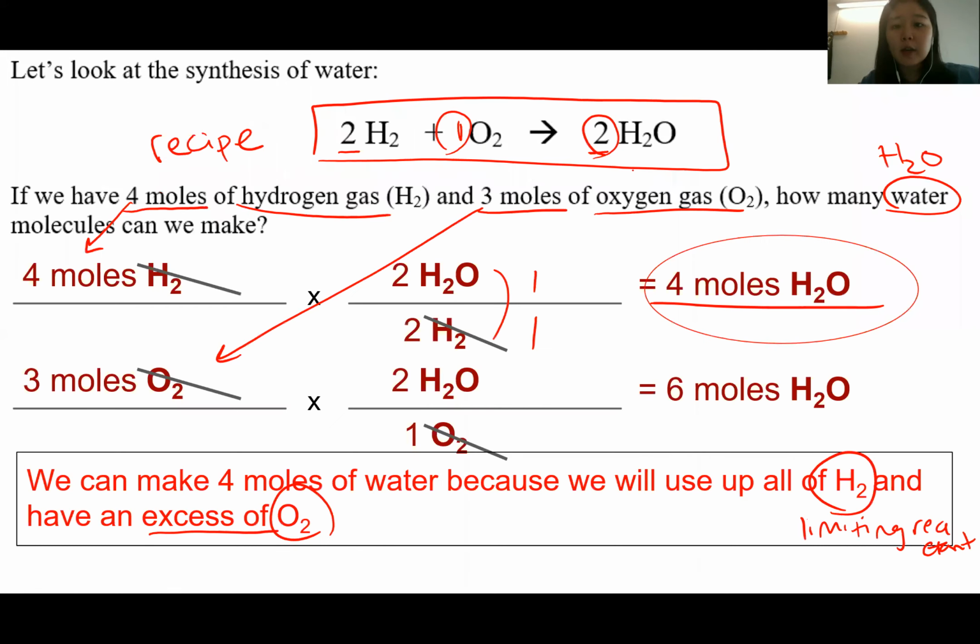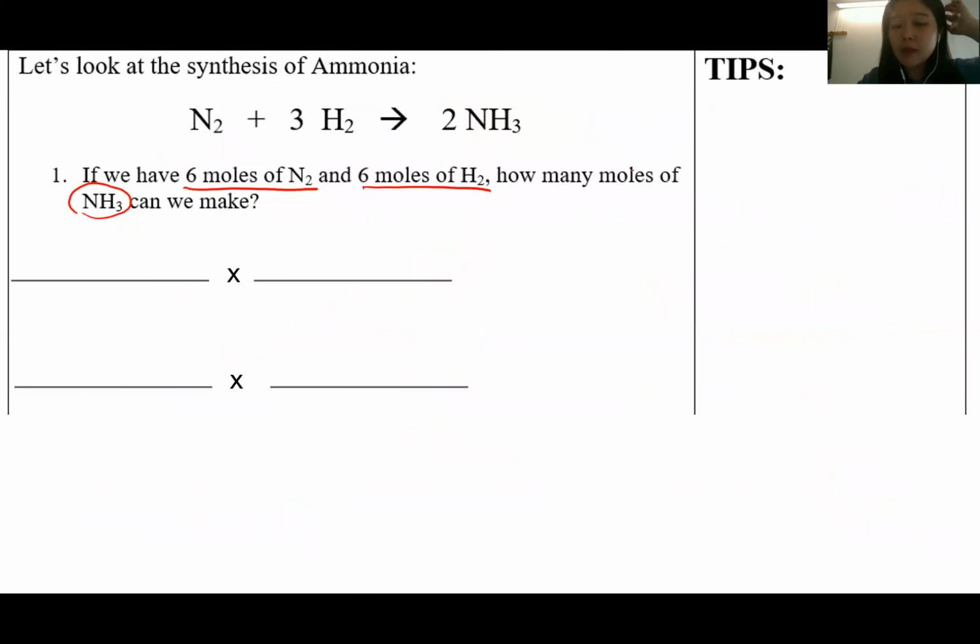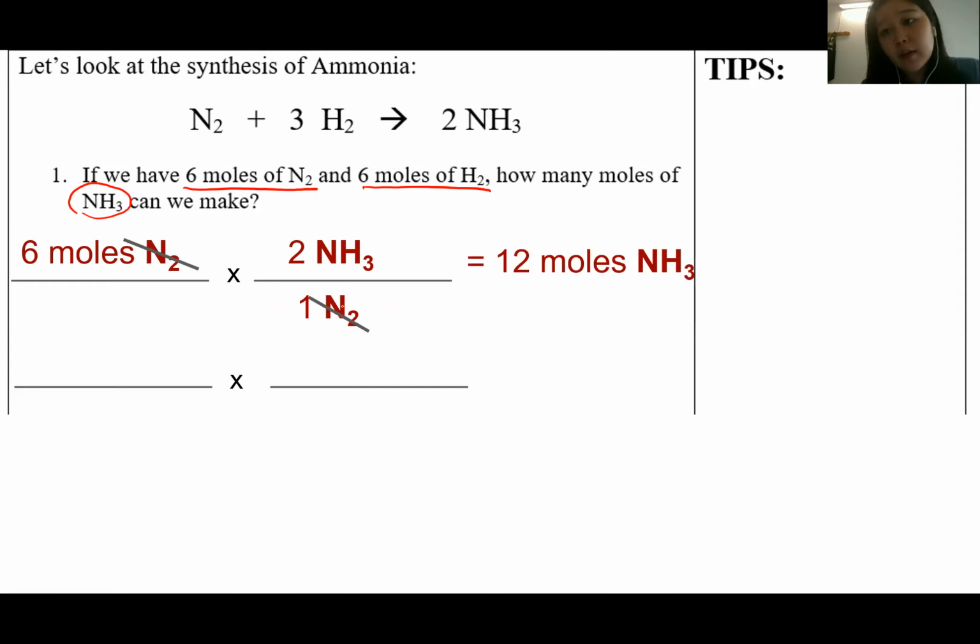So just like our previous problem, we're going to set up two problems, starting with the 6 moles of N2. And we want to know how many moles of NH3 we can make. So we're going to set up a mole ratio between NH3 and N2. Cross out the N2. And we get 12 moles of NH3. So that was that for that.